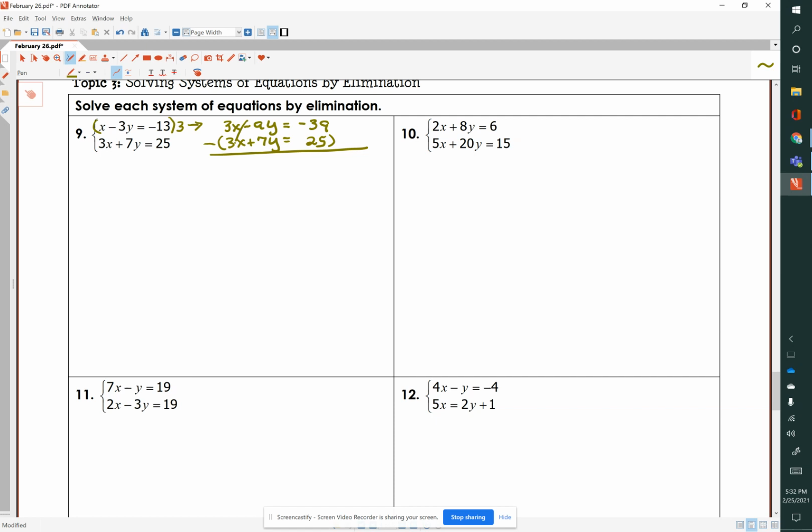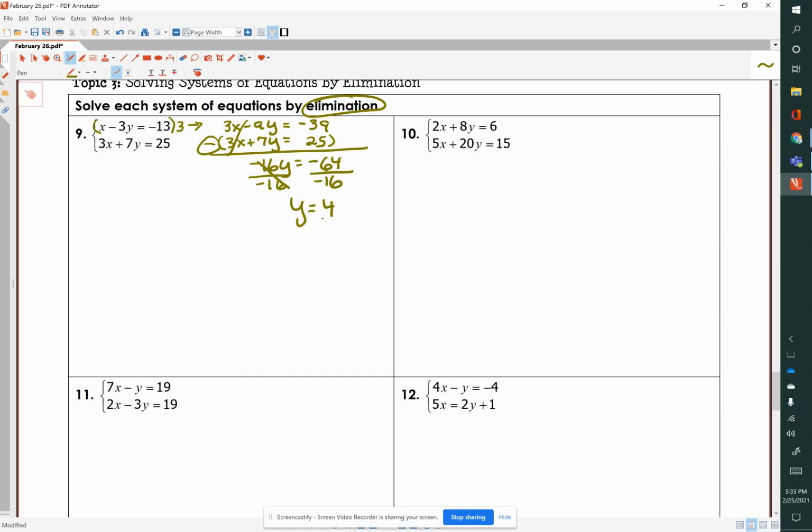So the 3x's are eliminated. That's why it's called elimination. So negative 9y minus 7y, remember we're subtracting over here, is negative 16y. And negative 39 minus 25 is a negative 64. Now we're going to divide by negative 16, which means y equals a positive 4. Negative divided by negative is a positive.